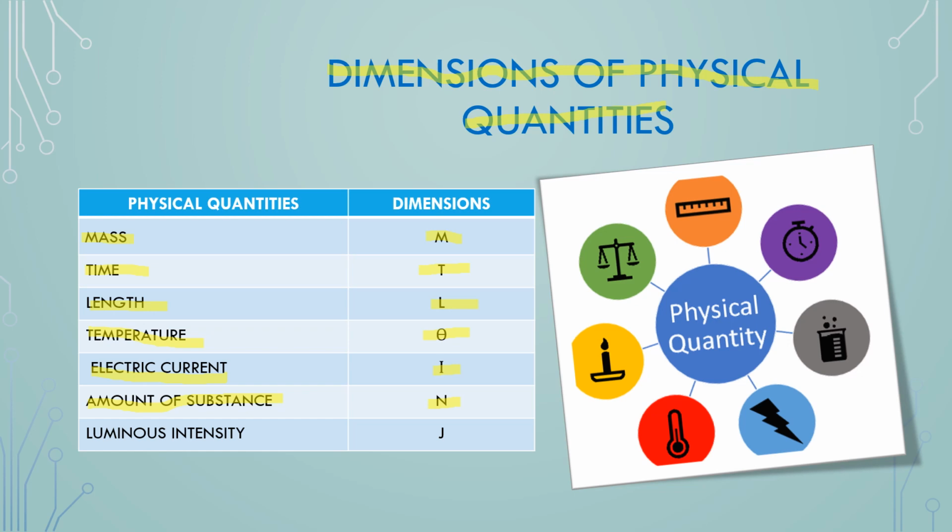Now, what is dimension, class? Dimension is the power to which fundamental units are raised in order to obtain the unit of a physical quantity, and these are called the dimension of that physical quantity. Dimension of physical quantities does not depend on the system of unit. Today we are going to look at the dimension of physical quantities.